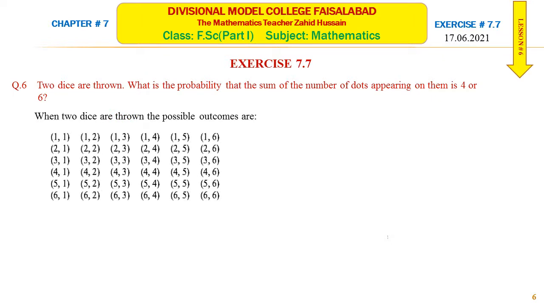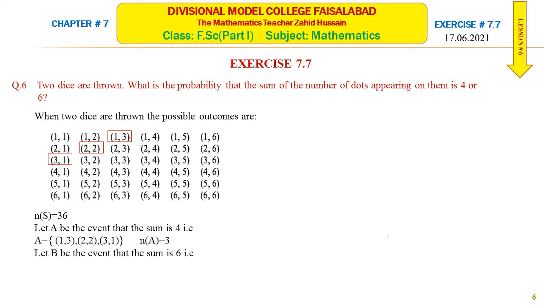So when two dice are thrown, the possible outcomes are these 36. So the size of the sample space is 36. Let A be the event that the sum is 4. Now what are those outcomes, out of these 36, which when added give you 4? It is 1 plus 3, 4, 2 plus 2, 4, 3 plus 1, 4. So they are these three outcomes: 1 3, 2 2, and 3 1. They are 3 in number.